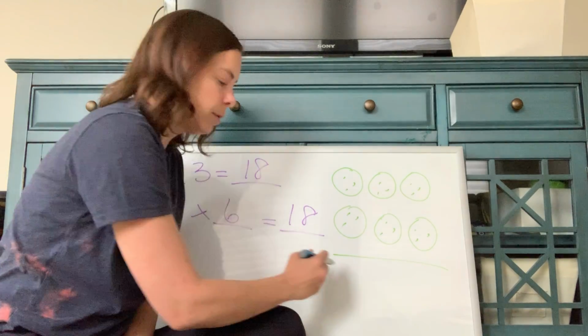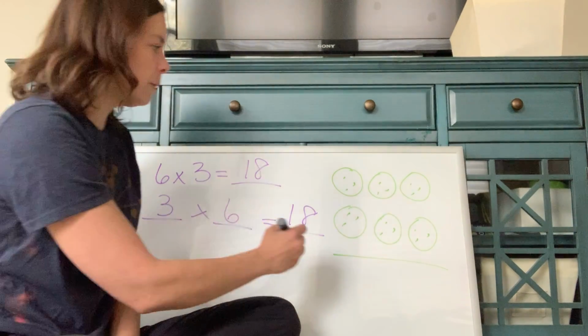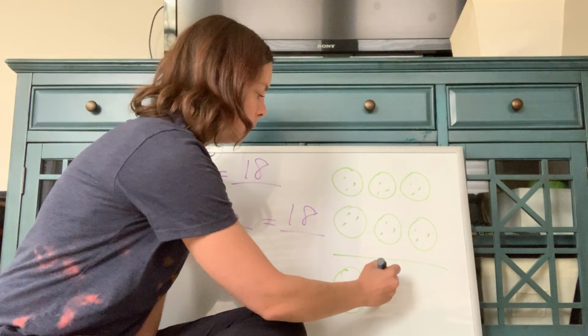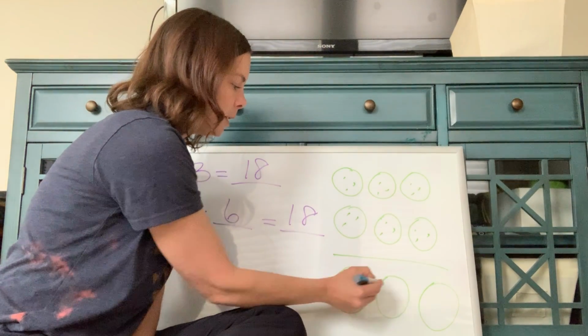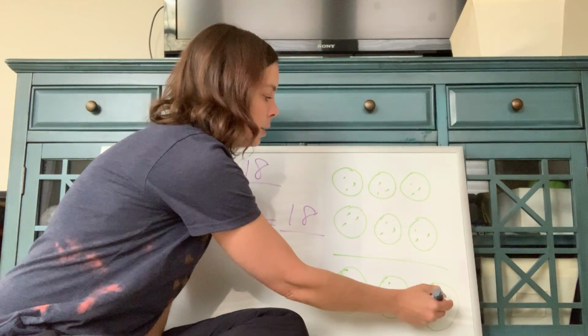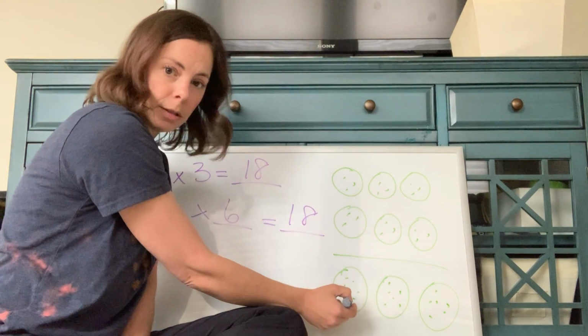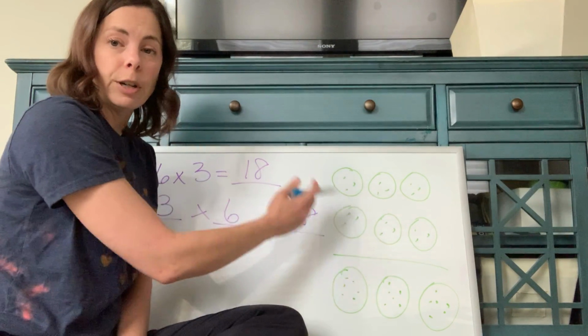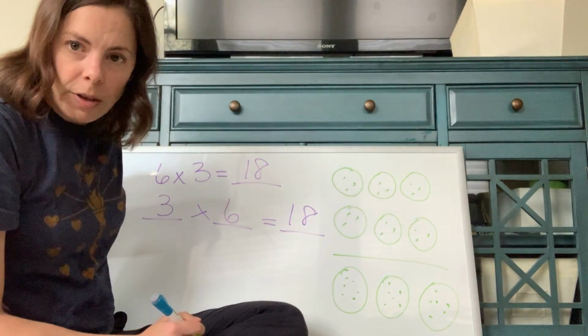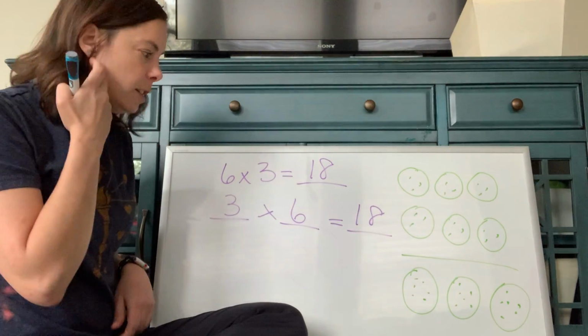3 groups of 6. So 1, 2, 3 groups. 1, 2, 3, 4, 5, 6 in each. 6, 12, 18. So they might look different when I draw them out, but I'll still have the same number in the end. I'll still have 18.